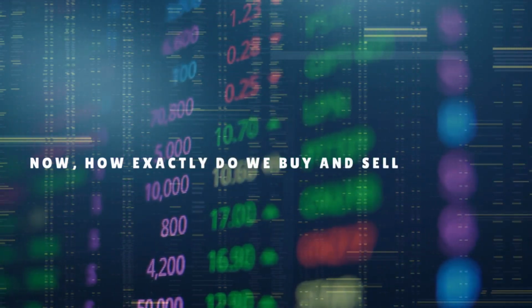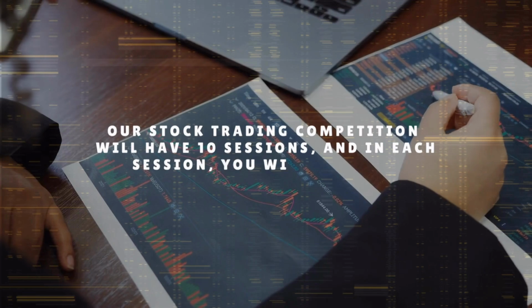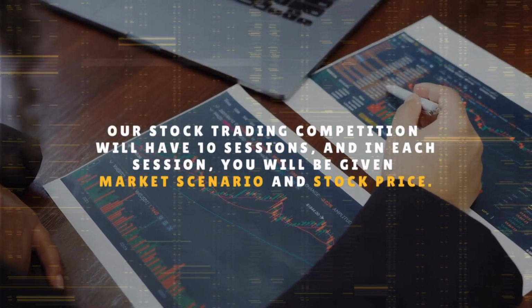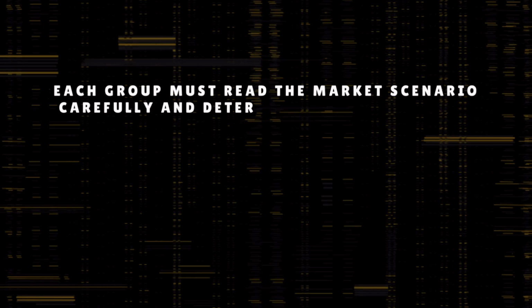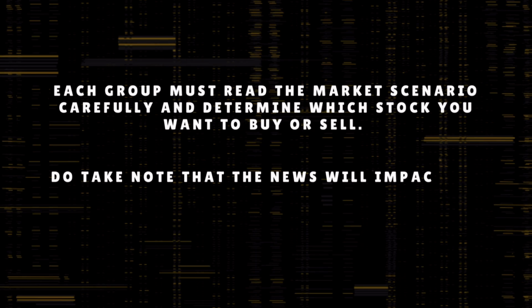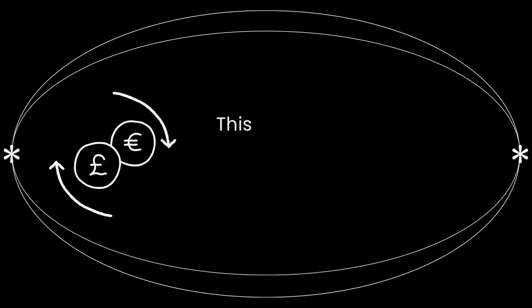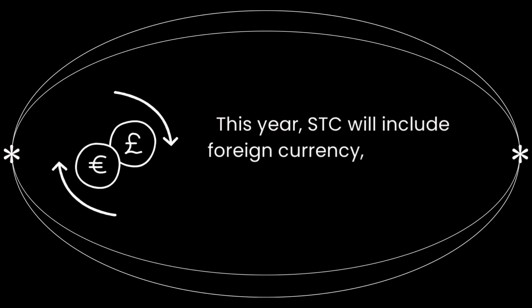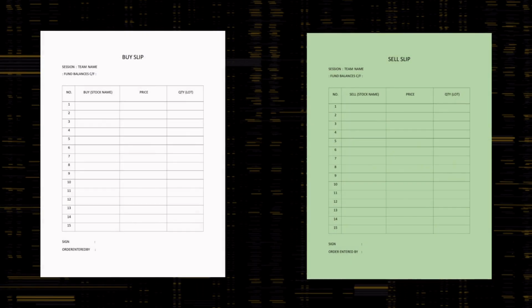How to play? Now, how exactly do we buy and sell stocks? Our stock trading competition will have 10 sessions, and in each session, you will be given market scenario and stock price. Each group must read the market scenario carefully and determine which stock you want to buy or sell. Do take note that the news will impact the stock price for the next round, and that short selling is not allowed. This year, STC will include foreign currency, and each team will be given a starting fund of 500,000 ringgit. You will be given 2 order forms known as buy slip and sell slip.